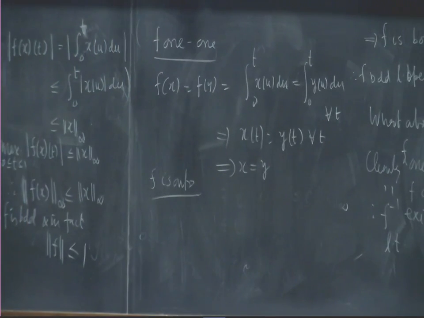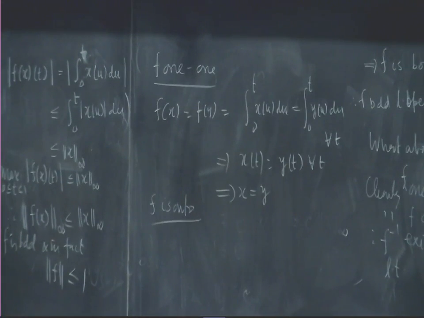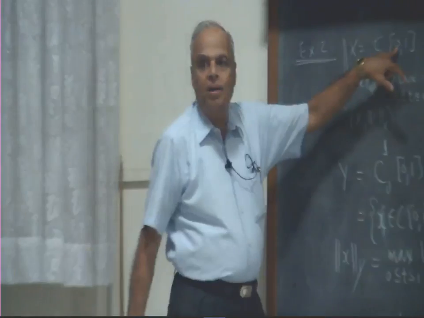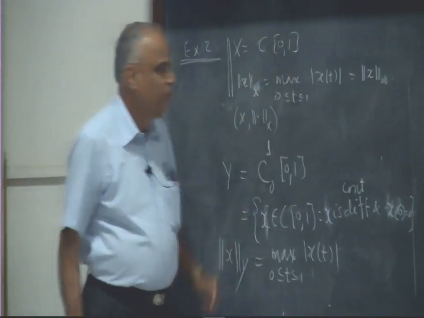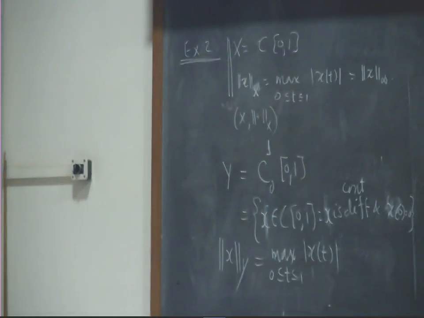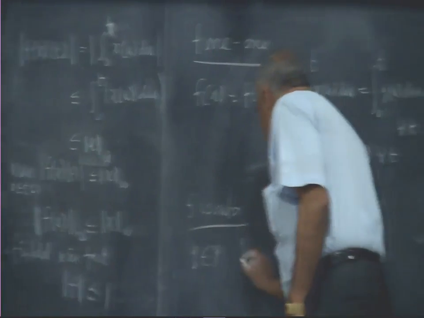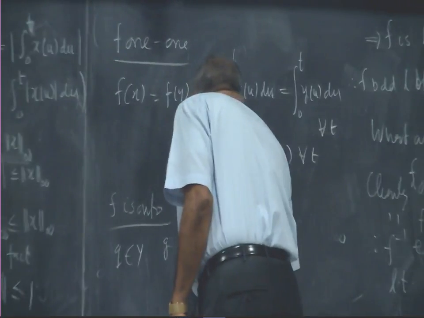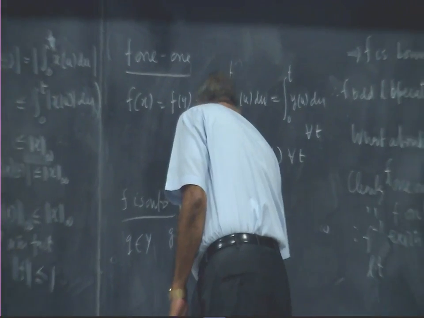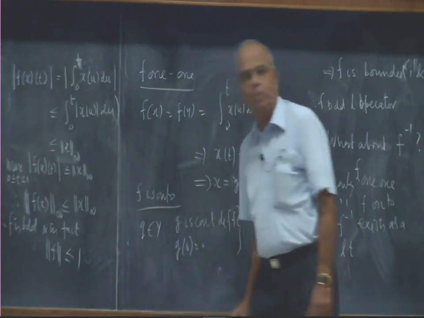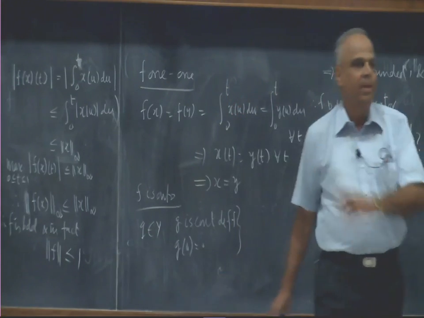Is F onto? What does that mean? Give me any function g in Y. What does that mean? G is continuously differentiable and g(0) is 0. These two are given to me. G is in Y, therefore it is continuous.